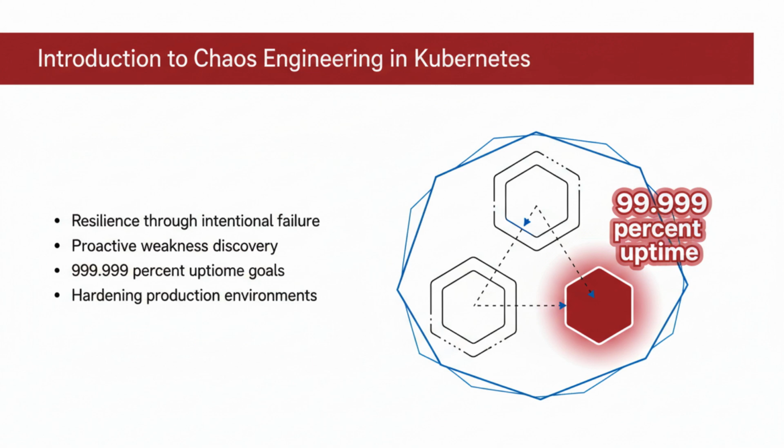Our goal is to ensure that even when individual components fail, the system as a whole maintains its 99.999% uptime commitment. In this session, we will explore how to safely implement these experiments using Kubernetes native tools to build systems that are truly hardened against the unpredictable nature of production environments.